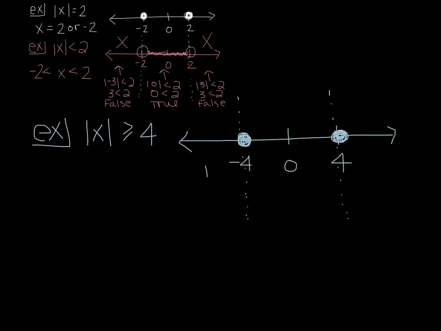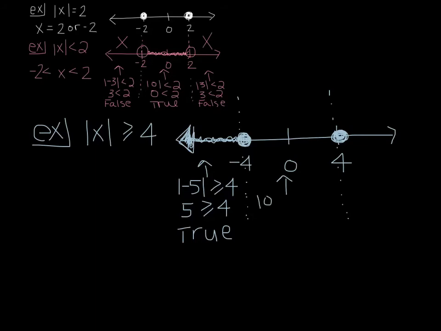So here we go. A number that is less than -4 could be -5. So let's plug in -5. The absolute value of -5 is greater than or equal to 4. Well, the absolute value of -5 is 5. And 5 is greater than or equal to 4. So this is a true statement. Therefore, we need to shade this region of our number line. And that means that any number that is less than -4 will work.